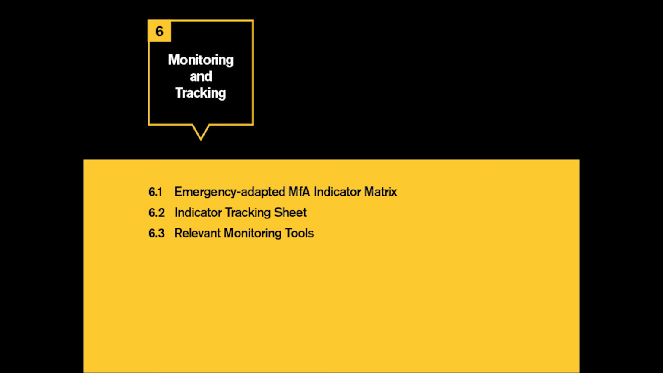As data is collected on project indicators, the indicator tracking sheet is a tool to consolidate that data in one location, in a format that clearly shows overall project progress and highlights any emerging gaps in a timely manner.